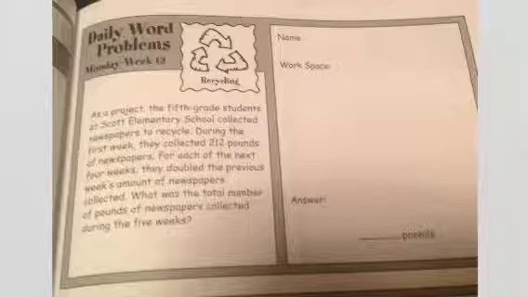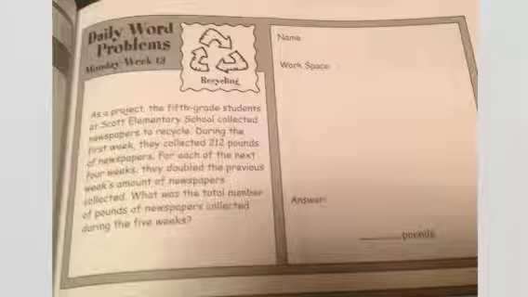As a project, the 5th grade students at Scott Elementary School collected newspapers to recycle. During the first week, they collected 212 pounds of newspapers. For each of the next 4 weeks, they doubled the previous week's amount of newspapers collected. So what was the total number of pounds that they collected during the 5 weeks?